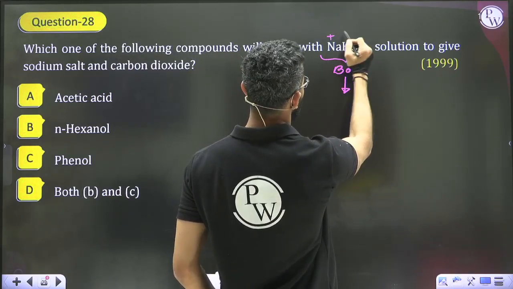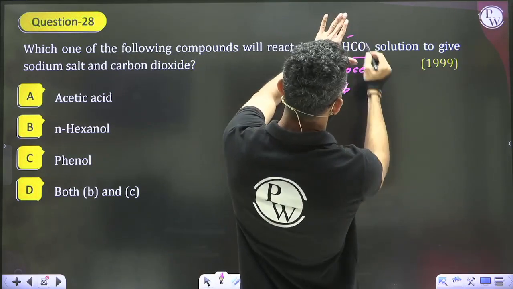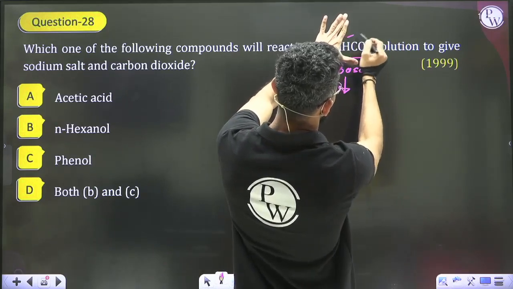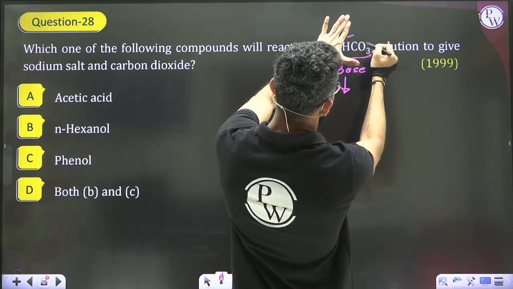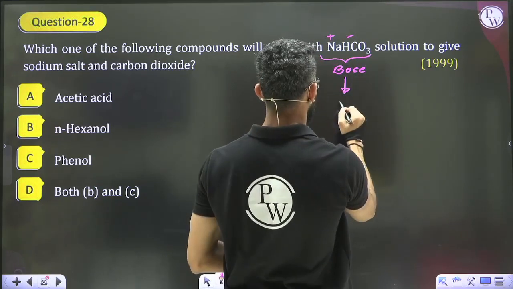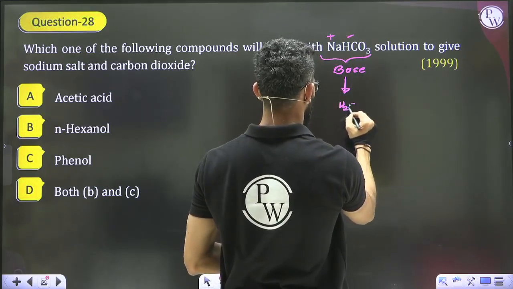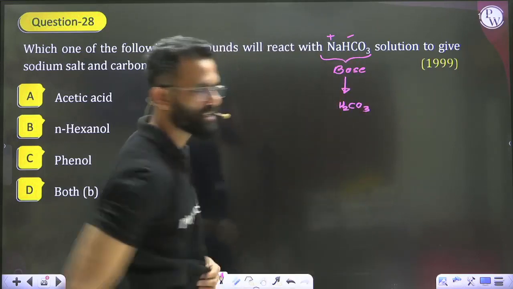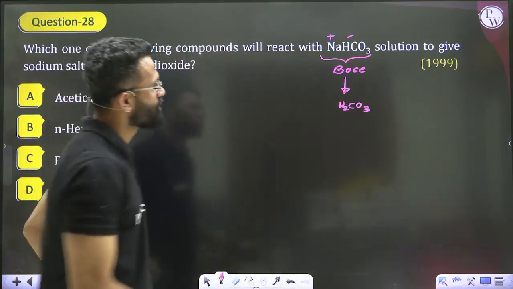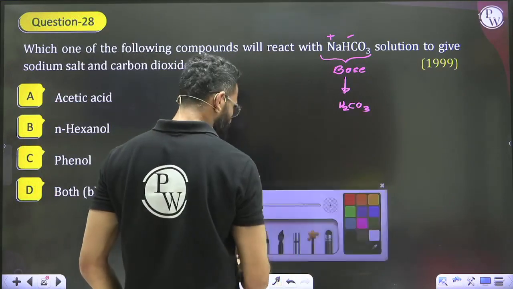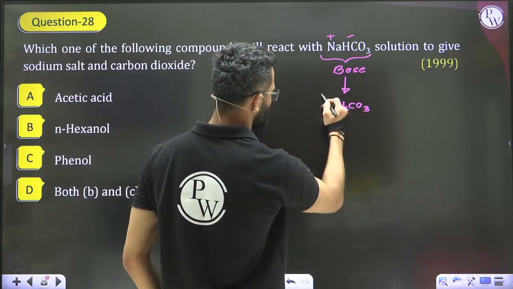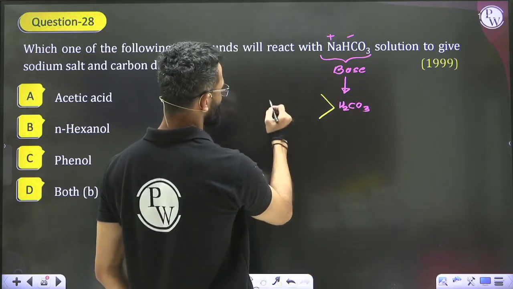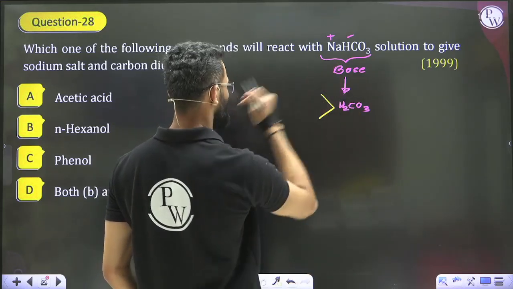If I dissociate Na plus and HCO3 minus, then to this anion, if you add H plus, you will get the conjugate acid. So HCO3 minus plus H plus will give you what? H2CO3. So H2CO3 is the conjugate acid of the bicarbonate, which means now this bicarbonate will react with all those acids which are stronger than H2CO3. So any acid stronger than H2CO3 will react with this bicarbonate.